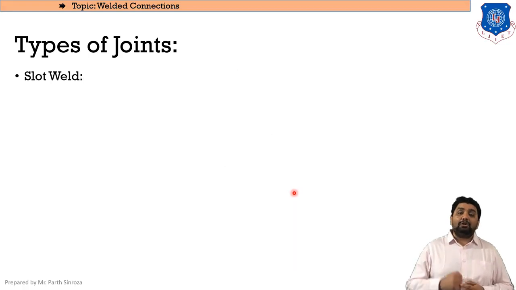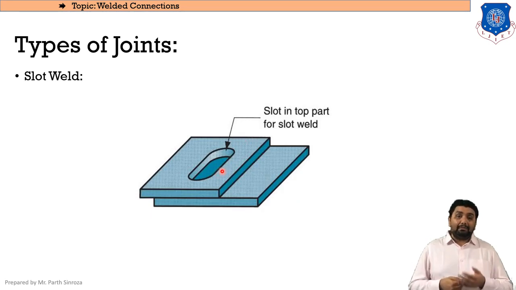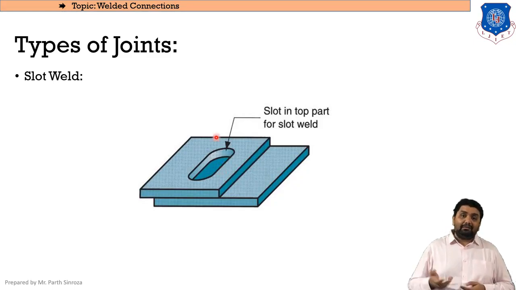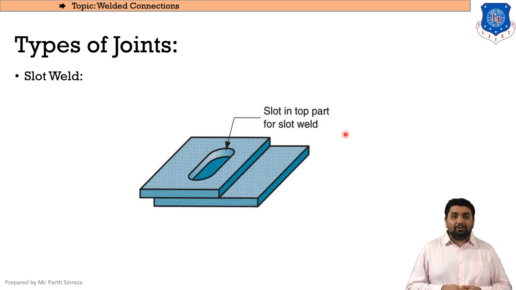The next is slot weld. Now what do you mean by slot? As you can see in the figure here, a slot is provided. That means a portion of our top plate is being cut. It can be cut in any shape. Here an elliptical shape is given. You can cut in the form of a square, rectangle, whichever shape you like. But the whole portion of the top plate is cut out, and it is filled with weld to create a slot weld.